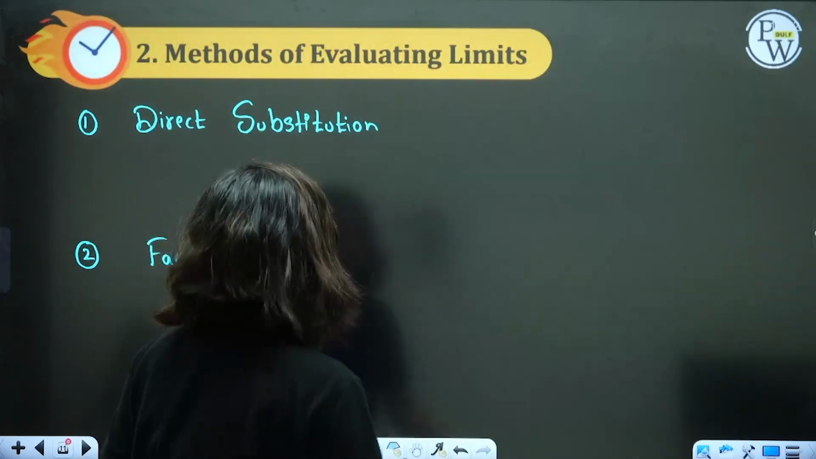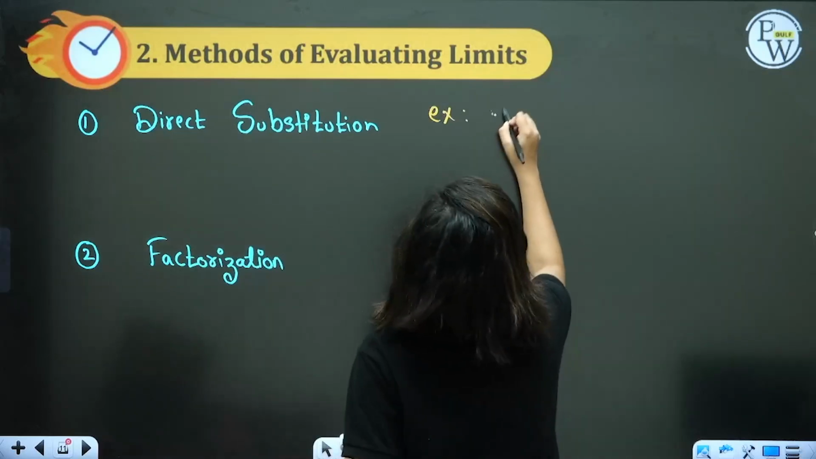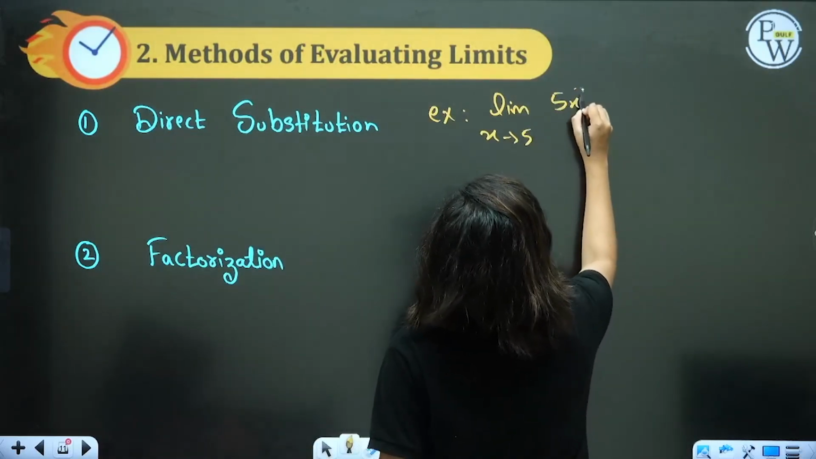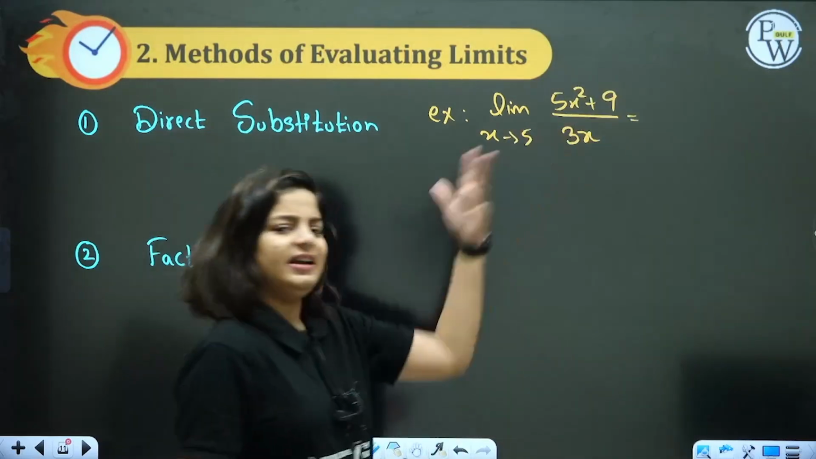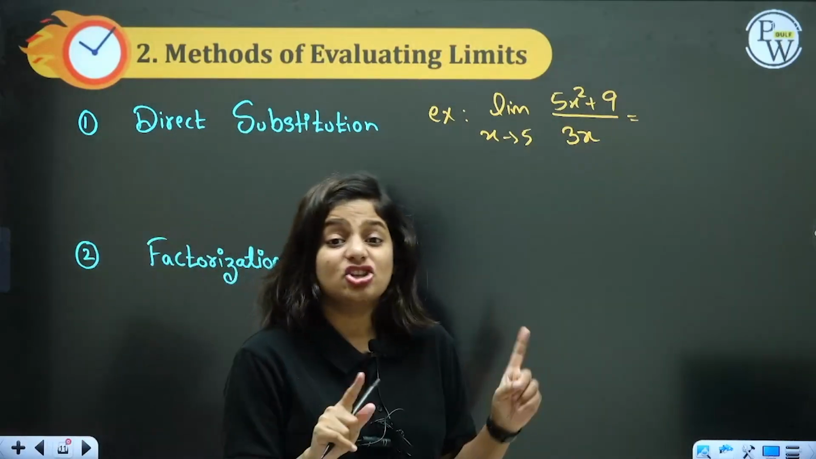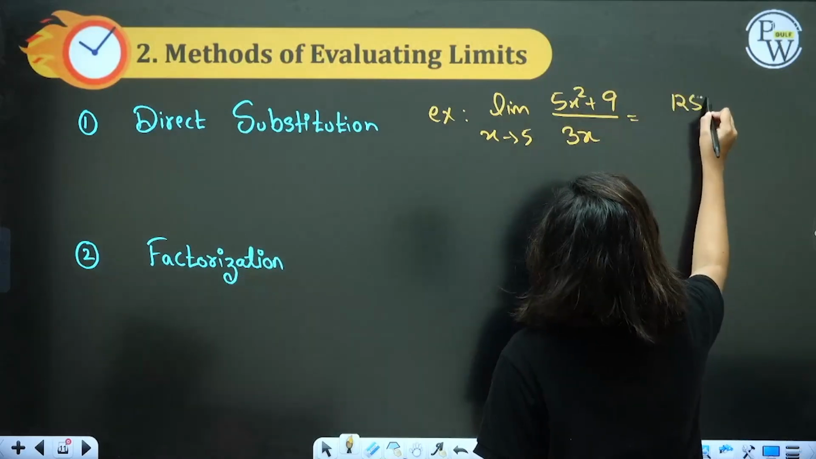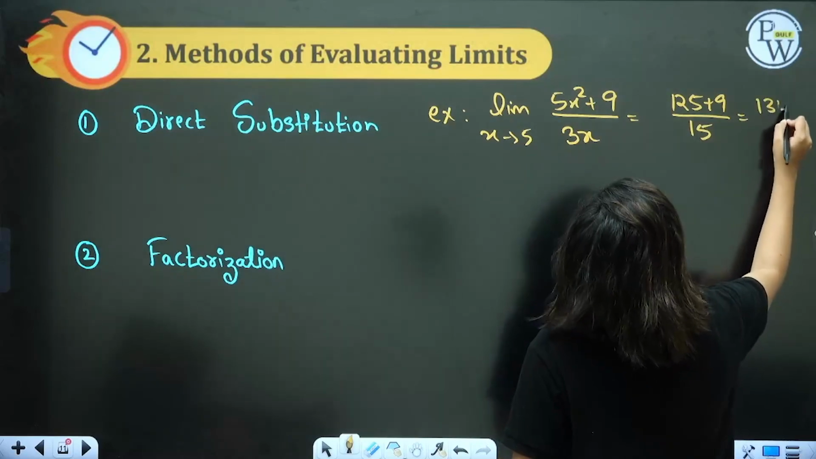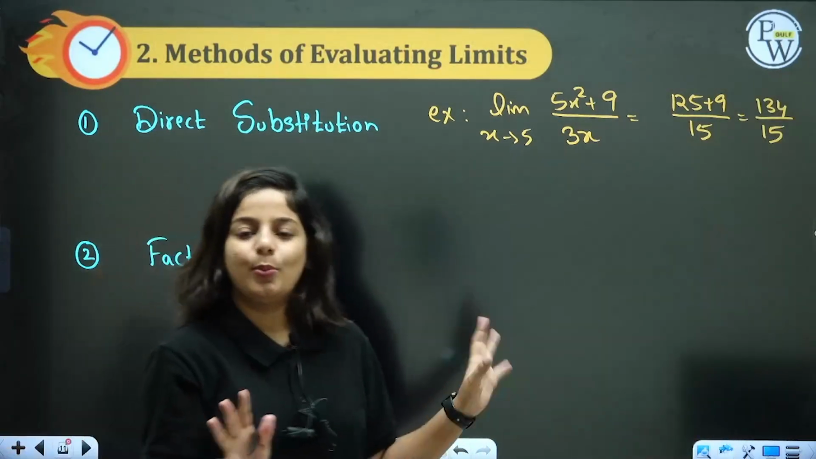Direct substitution is very easy. Whenever your function is defined at the point, for example, you have a question, limit x tends to 5 of (x square plus 9) upon 3x. Now if I directly put x as 5, it's not a problem, I'll get an answer, it's not indeterminate. What is 5 square? 25, times 5 is 125, plus 9, upon 3 times 5 is 15, which will be 134 upon 15. Got the answer, direct substitution, no problem.